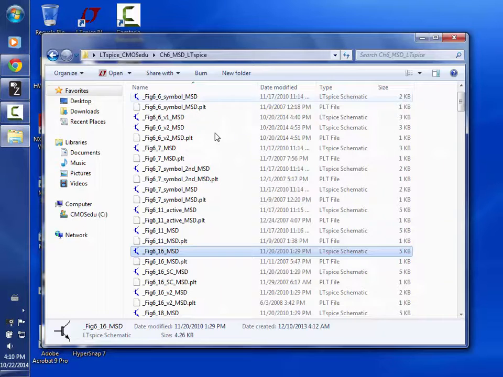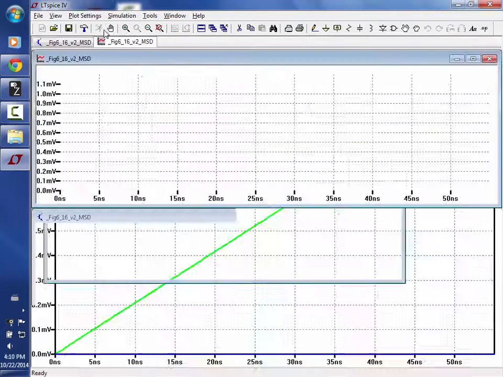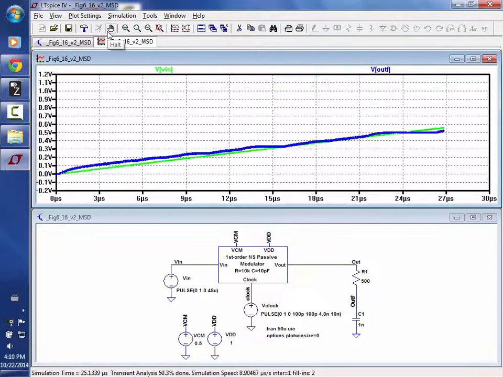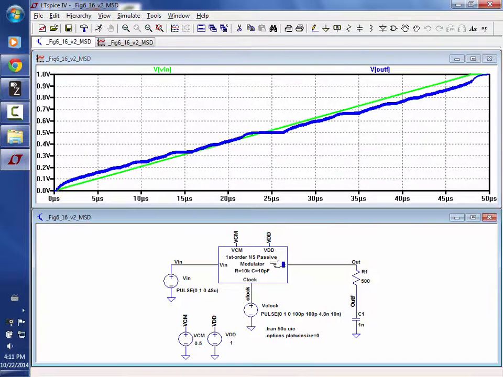Nope, I don't want that. I want something that sims fast. Okay, so this is just a simple filter, and we did this last time just to show what the linearity looks like. And now, notice first order passive noise shaping modulator.